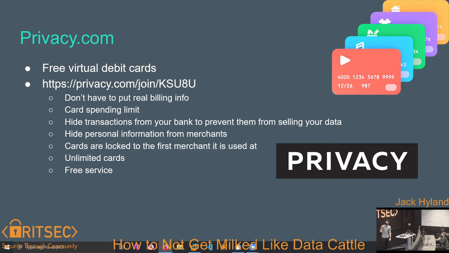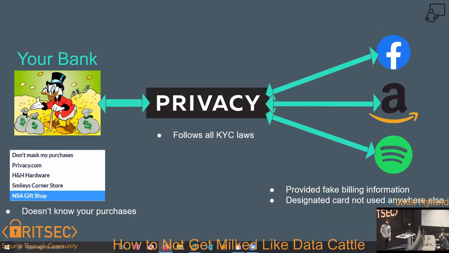Privacy.com is super cool. You can make free virtual debit cards and make unlimited of them. It's kind of like the best thing for privacy because you don't have to put in any real billing information when you make a purchase, and you could hide all your transactions from your bank too. So if you wanted to, you could do this. Cards are also locked at the first merchant that it's used. So if the card gets in a breach or something, it can't be used anywhere else. You can put limits on it, bunch of other stuff.